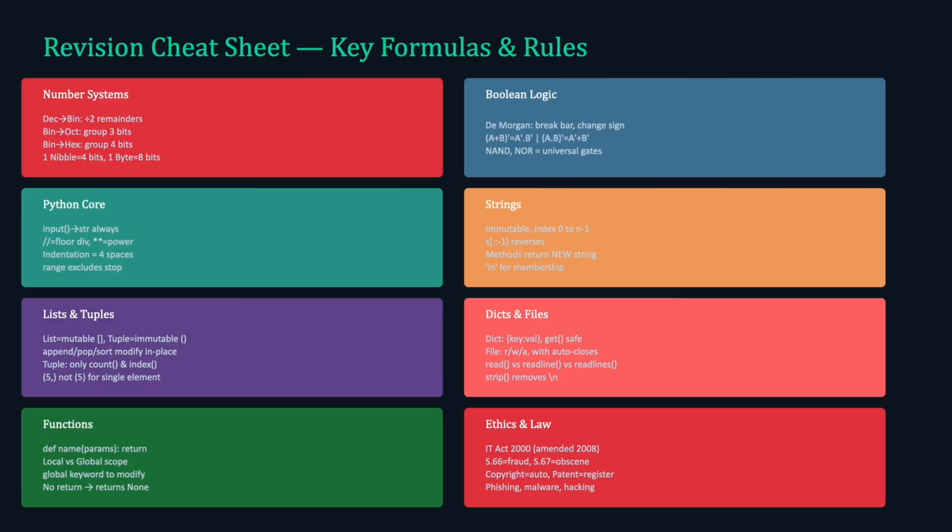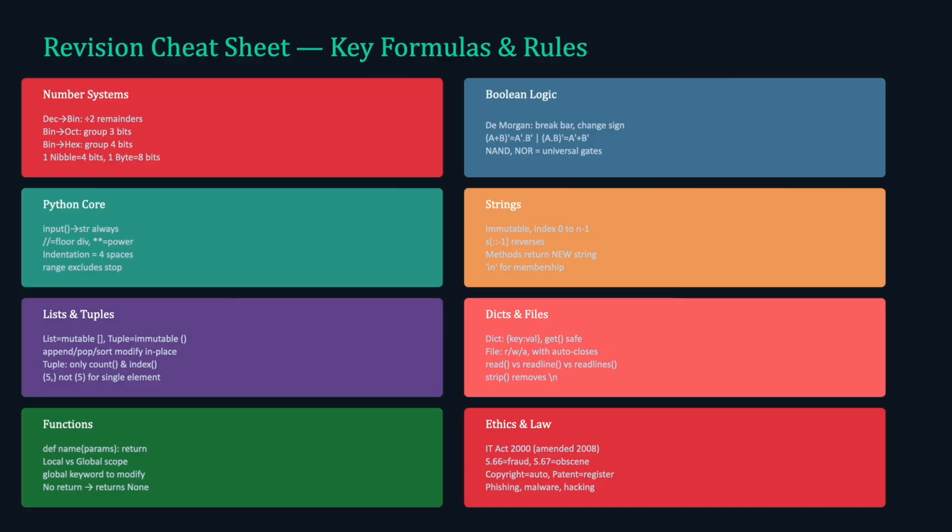Your one slide revision. Number systems: divide by base. Read remainders bottom up. Boolean: break the bar, change the sign for De Morgan's. Python input always returns string. Floor division truncates, indentation is 4 spaces. Range excludes stop. Strings are immutable, reverse with colon colon minus 1. Methods return new strings. Lists are mutable: append, pop, sort modify in place. Tuples have only count and index methods.